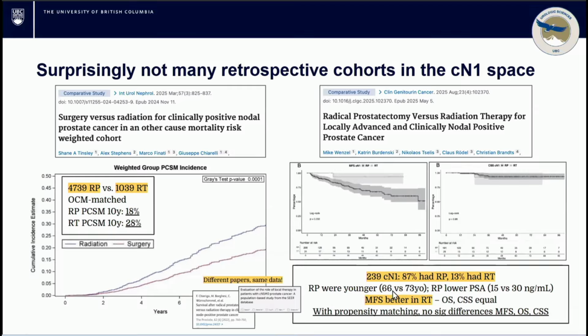And the matching that they did was intended to adjust for the fact that the average prostatectomy patient is healthier, and you can chalk up the result to an inadequate matching, but the effect size is still fairly big.